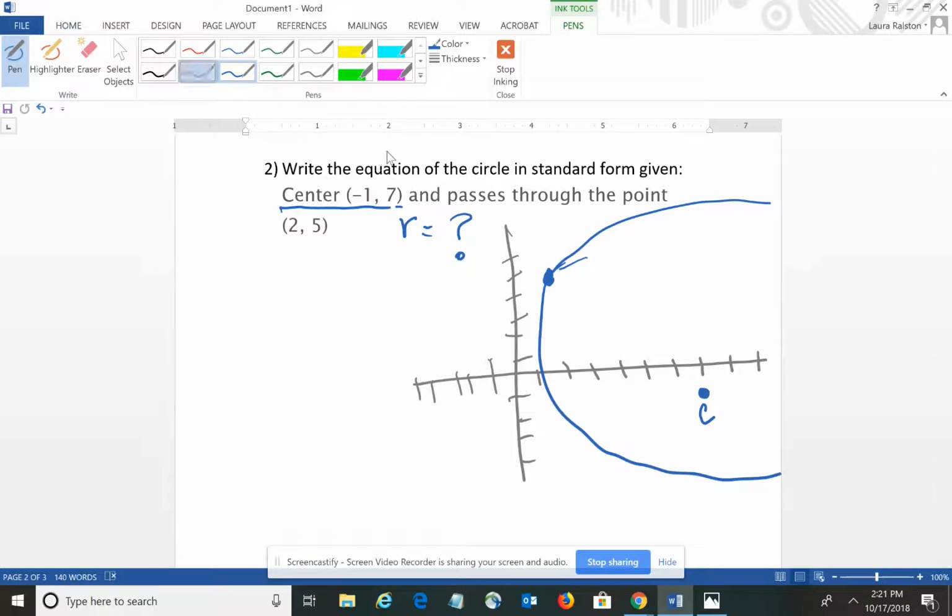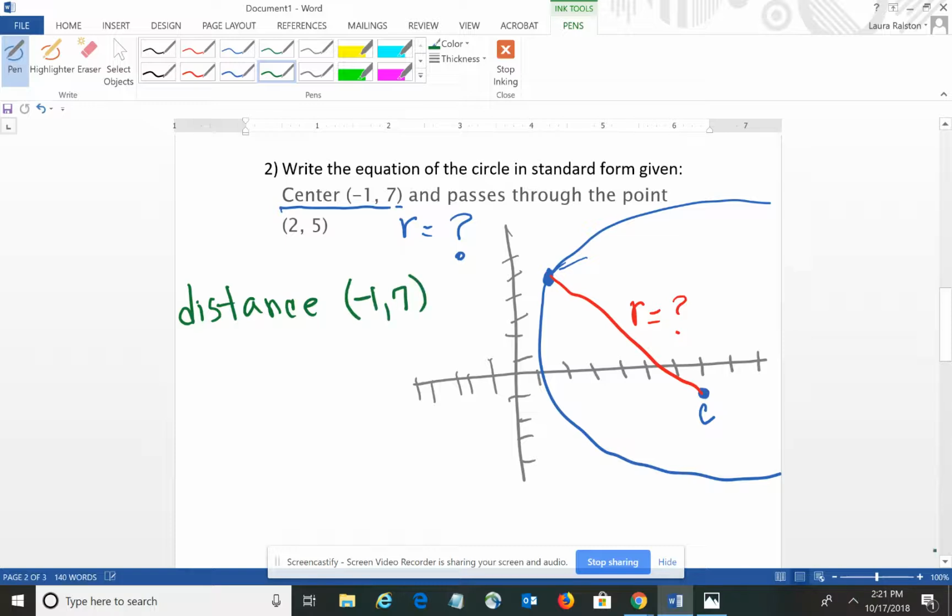Well, the radius runs from the center to a point on the circle. So I need to figure out the length of that line segment that runs from the center to that point on the circle. To do that, I'm going to have to calculate the distance from the center point, which is (-1, 7), to the point (2, 5).